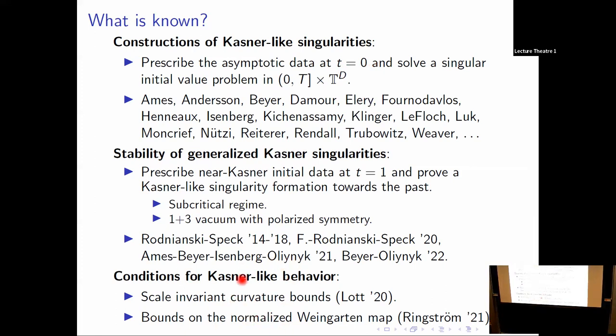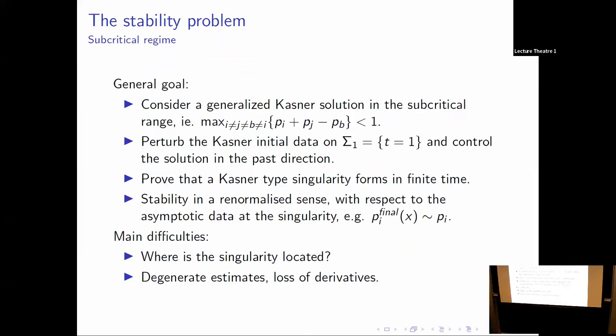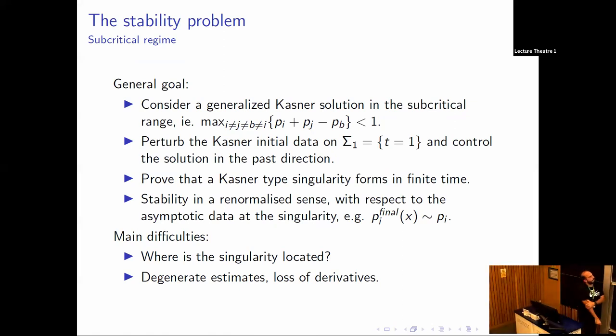Okay, and then there are results in what I call here conditions for Kasner-type behavior, Kasner-like, that we also heard about yesterday from Hans, where you assume that certain things are bounded. You have some scale-invariant bounds that you expect to be true in most cases, most examples, and then from that you want to derive the rest. You want to understand completely the behavior of the solution. Okay. All right. So in the remaining time, I would like to talk about the stability problem.